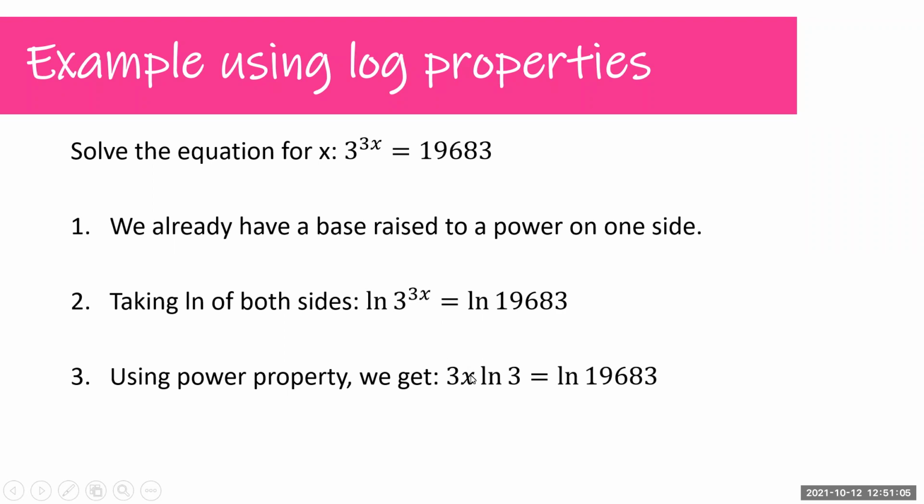Now it's just basic algebra. We need x by itself, so we need to divide off 3 and ln of 3 to get our final answer. So x is going to be that natural log over 3 times the natural log of 3, which if we plug that into our calculator, we'll see that it equals a perfect value of 3.